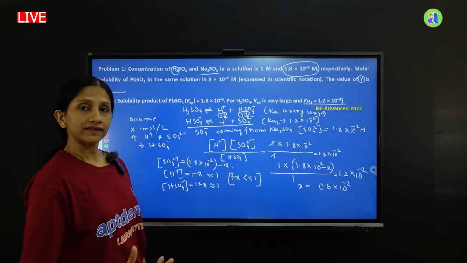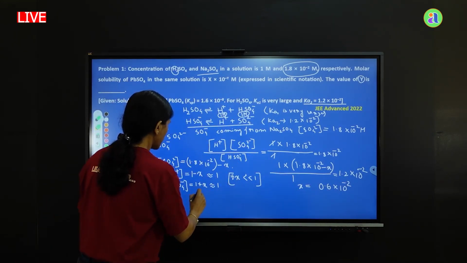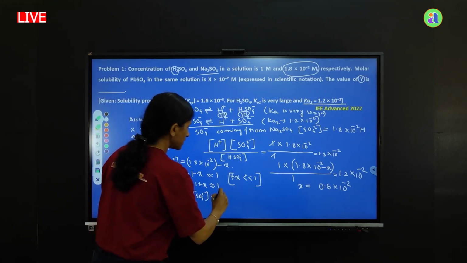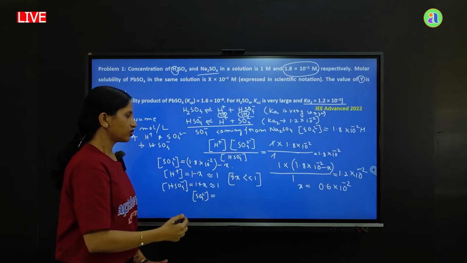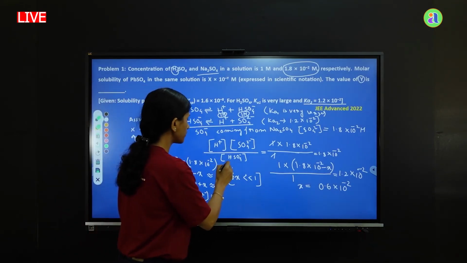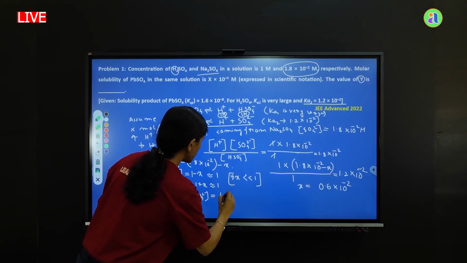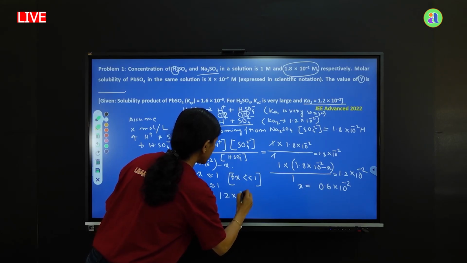So as x has come out as 0.6 times 10 to the power minus 2, the SO4 2 minus concentration must be, from here, 1.8 times 10 to the power minus 2 minus x. If you put the value of x here, you will get the SO4 2 minus concentration as 1.2 times 10 to the power minus 2.